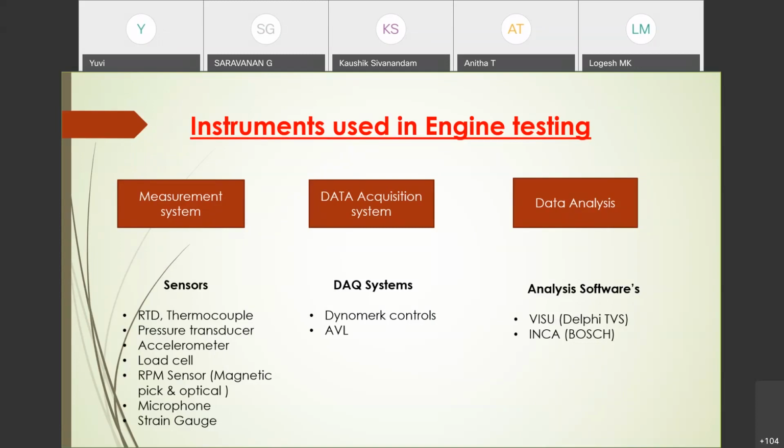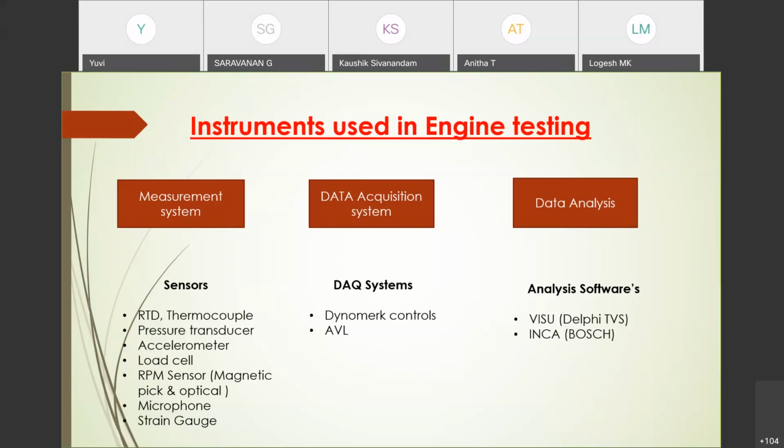RTD and thermocouple to measure the temperature, pressure transducer to measure the pressure, accelerometer to measure the acceleration or vibration, load cell to measure the load, RPM sensor to measure the RPM or rotation, microphones to measure acoustics related parameters, or the sound pressure related data. Finally, the strain gauge is used to measure the strain values.